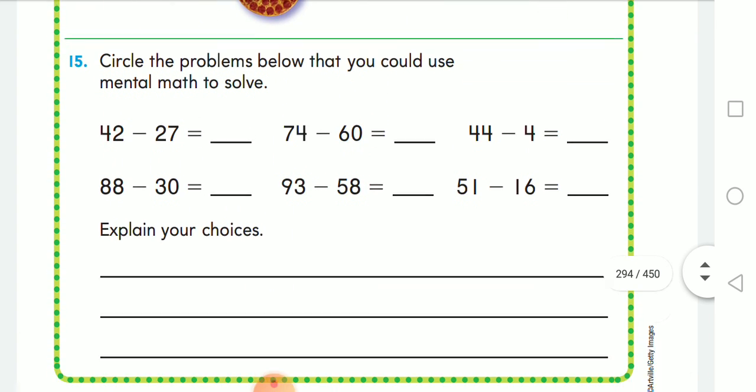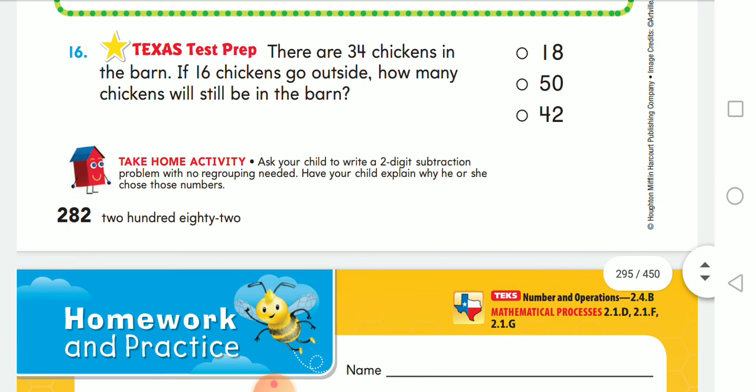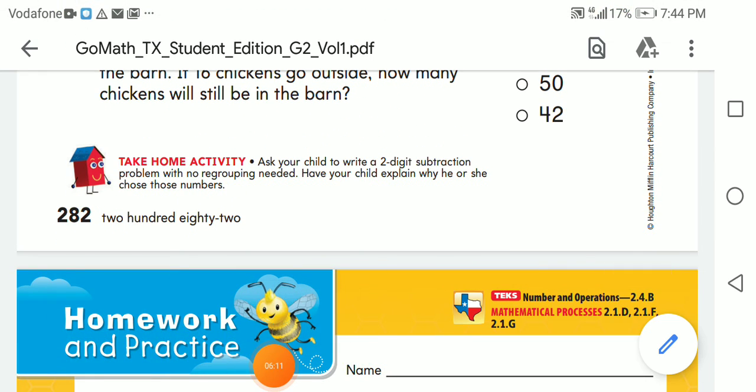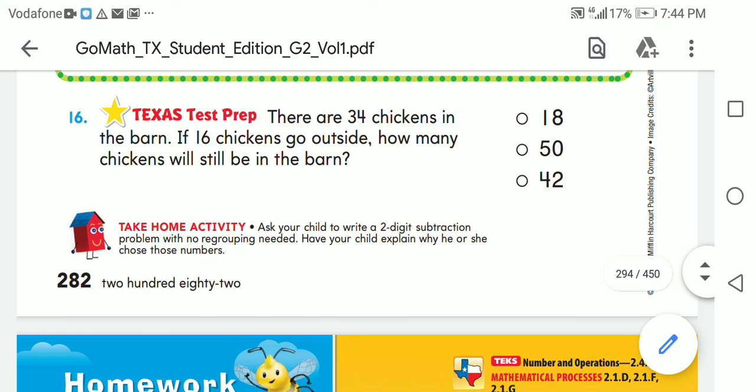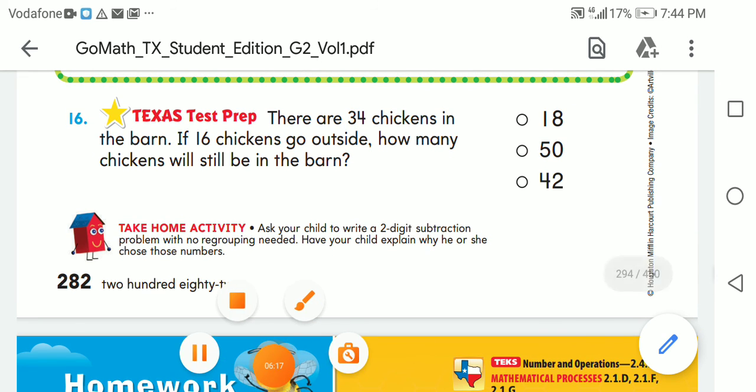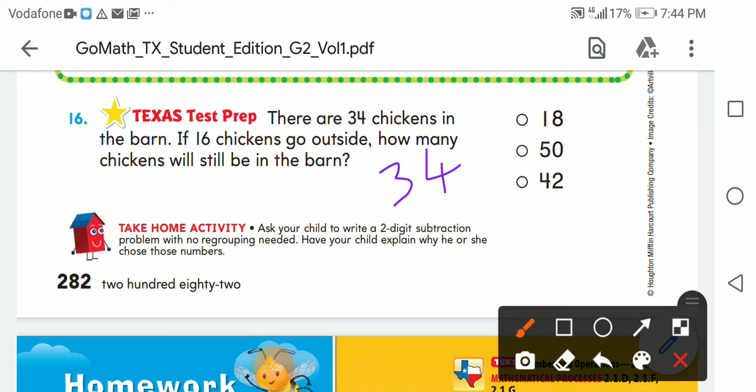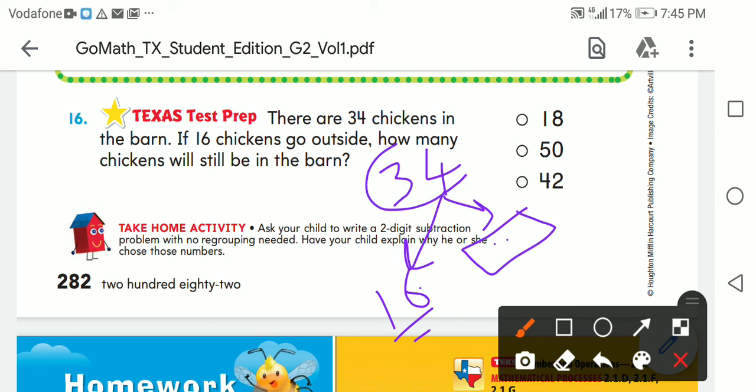Okay, so we have another kind of questions, my dear students. For this one, there are 34 chickens in the barn. 16 got outside. How many chickens are still inside the barn? So what do you think? It's divided into two parts and I have here 34. So 34 minus 16.